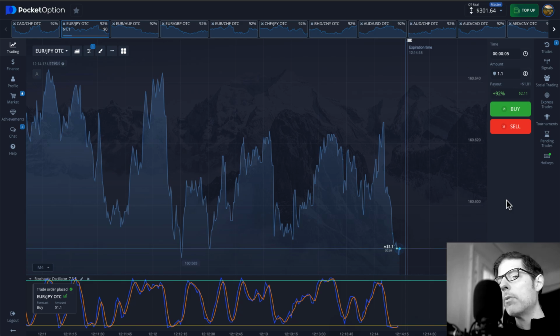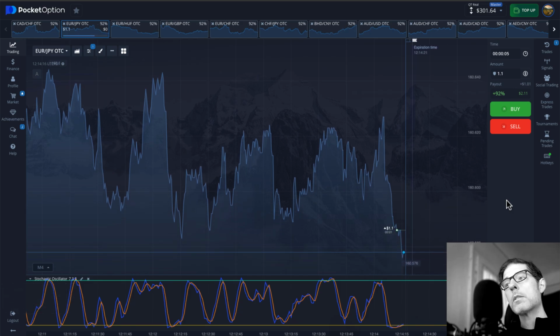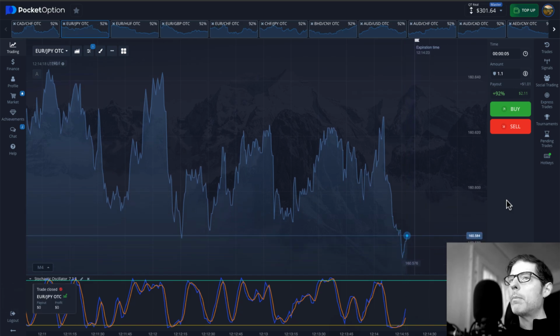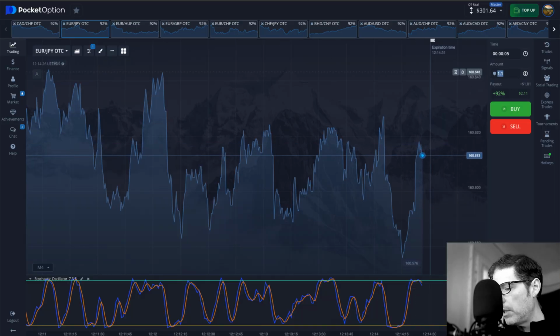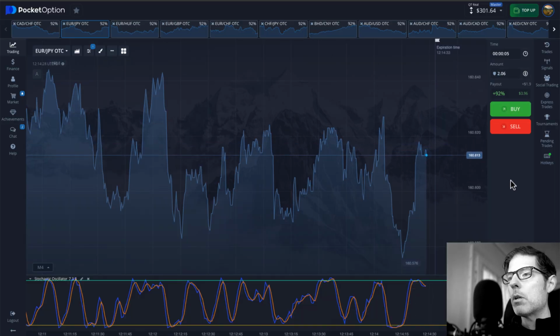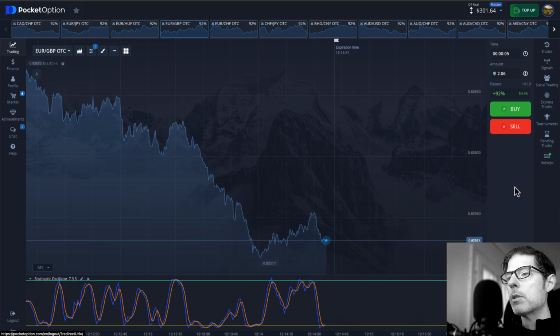That looks pretty good for me. I'm going to go ahead and enter. Looks like it went against me, so that's going to be a loss. Back over here to the trade manager. Let's mark this as a loss. Next trade amount is 206. Over here. Let's go ahead and continue and find something else here that we can work with.